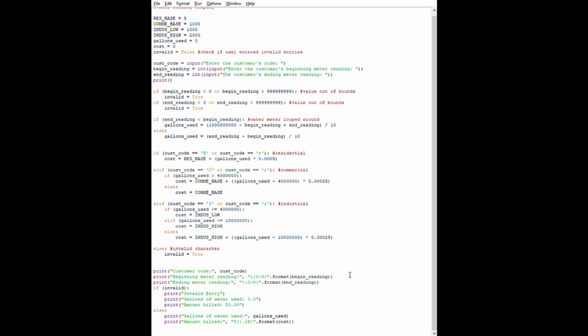So down here, it's just printing out a summary of what they entered in, and here we'll see the invalid flag being put to use, because if it's true, that means that they put in an invalid entry, and instead of printing down the calculated gallons that they used and their cost, it's just going to put out 0 for gallons of water and amount billed. But if they did everything right, then that means the gallons of water used is going to be calculated and printed out down here all together. And now I'll do the demo.